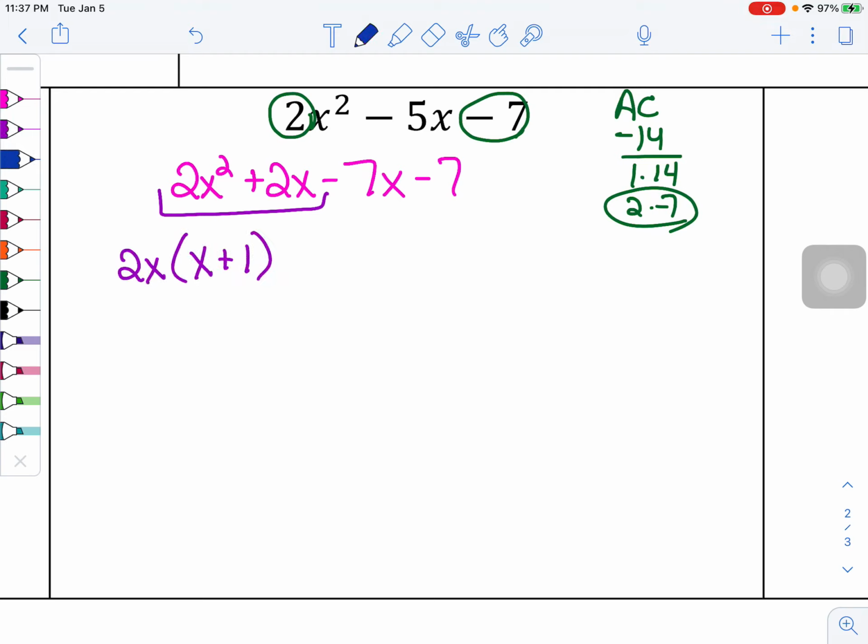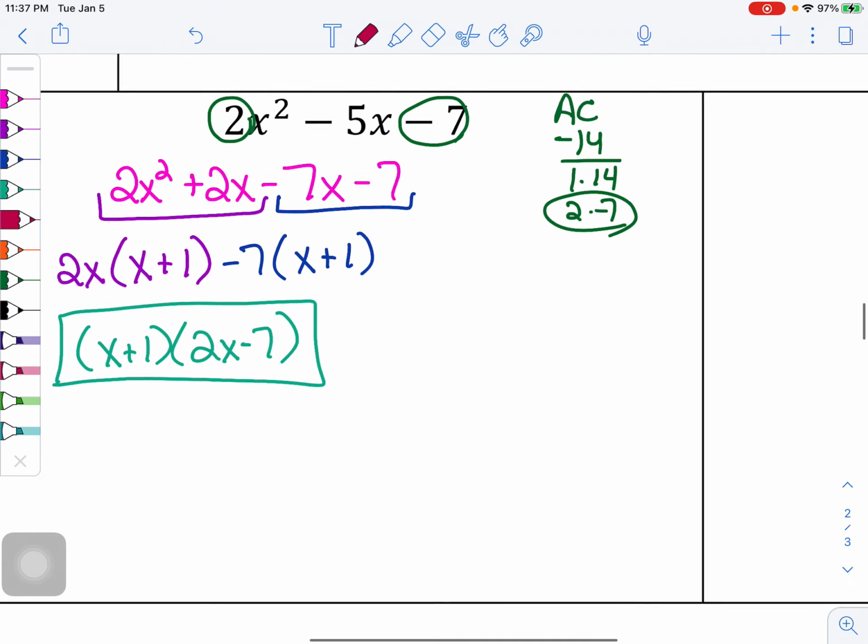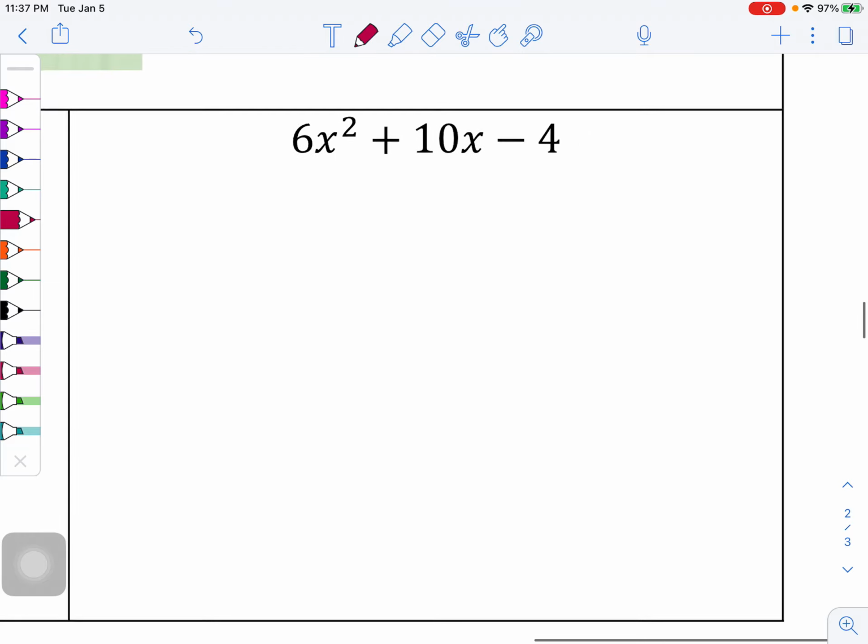So x plus 1 and x plus 1 match. Factor that out, and then what's left would be 2x here and then minus 7. And that is the factored form for that second problem. All right, I'm going to keep moving on here.